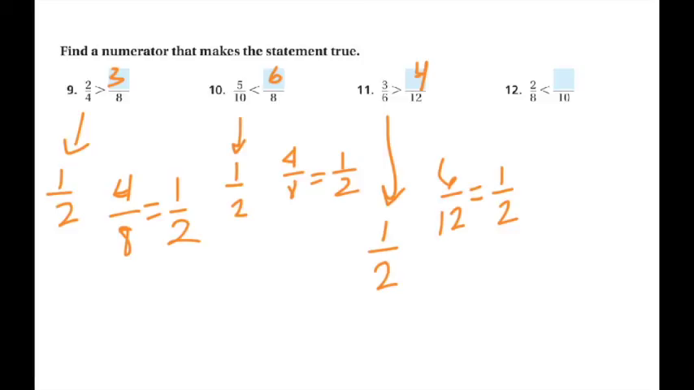All right, I'm going to give you a moment to think about number 12. Oh, but don't forget 2/8. Even if you made that an equivalent fraction, you can get 1/4. Or you could think about 2/8 as just being less than a half.